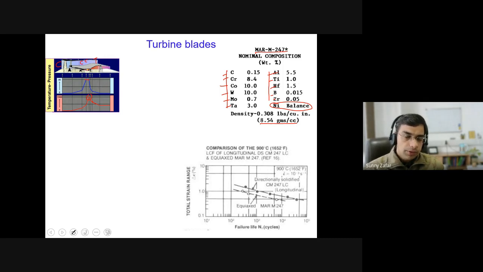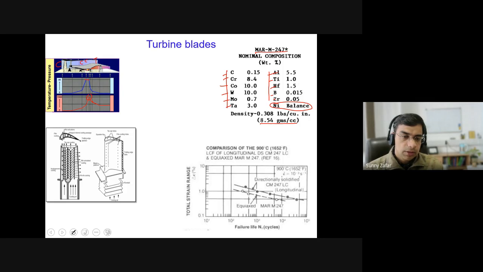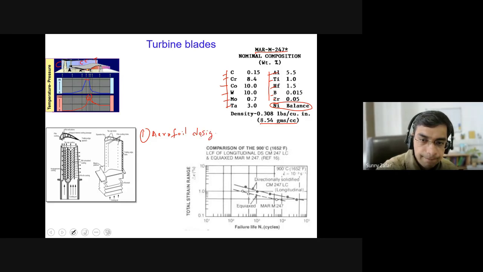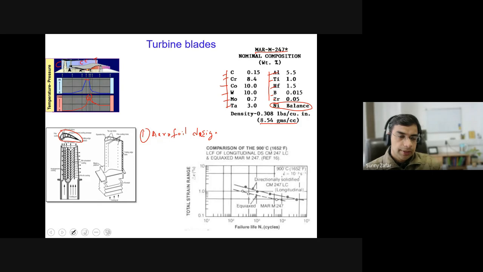So now we know that at this temperature, superalloy material will be used to make the turbine blade. If you look at the cross section of the superalloy blade, it is not a straightforward cross section, rather it has multiple features on it. First and foremost, since it is a product which will be utilizing flowing hot gases to rotate, it is very important to look at the aerofoil design. So the first consideration here is aerofoil design, so that when hot gases pass over it, these blades are able to rotate in the turbine.